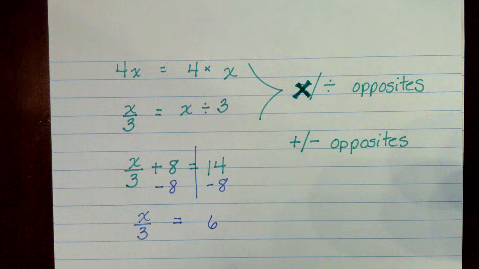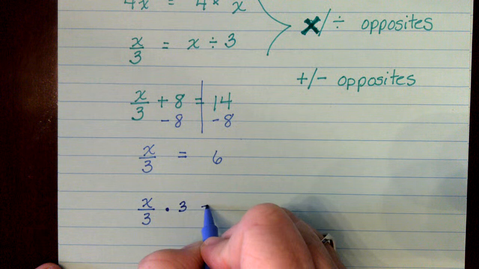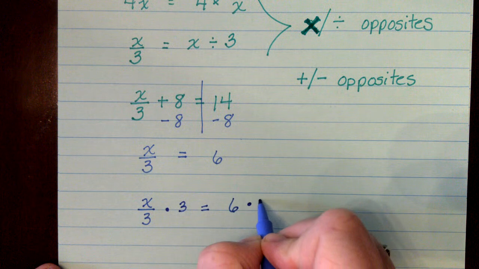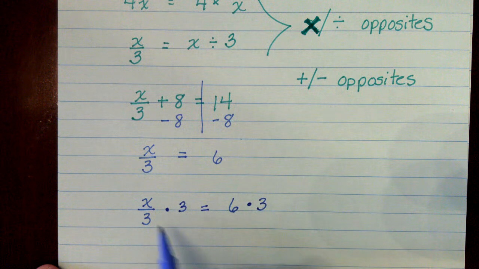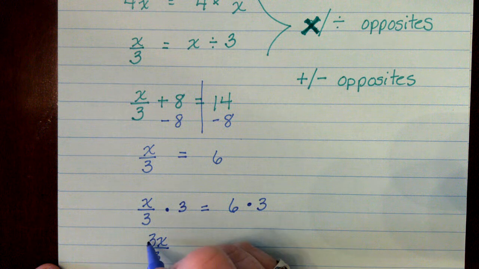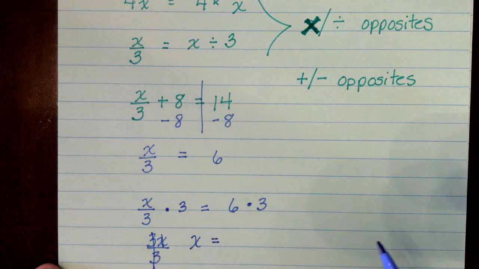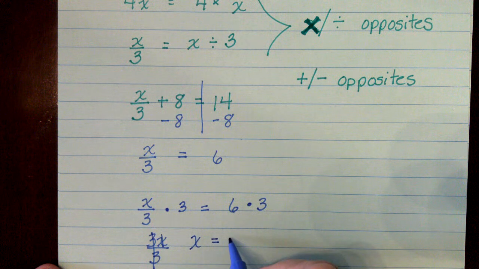Now, to get this x by itself, if I'm dividing by 3, I now have to do x over 3 times 3 equals 6 times 3. So when we look at this, it looks like 3x over 3, which we know 3 over 3 is the same as 1x, so we don't even need them there, and we say, okay, x equals 6 times 3, which is 18.